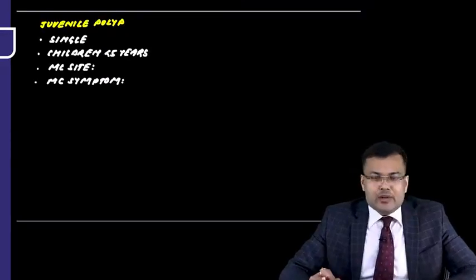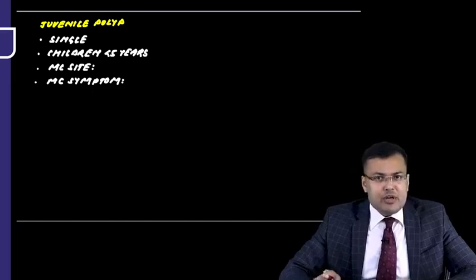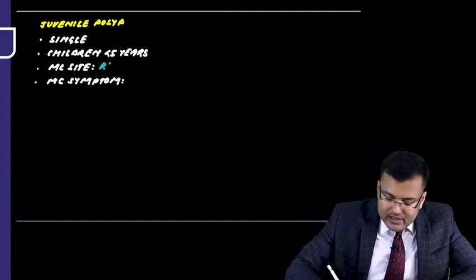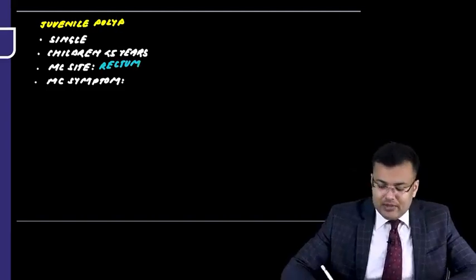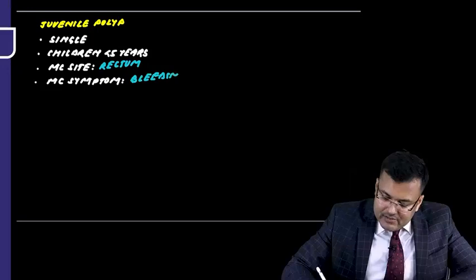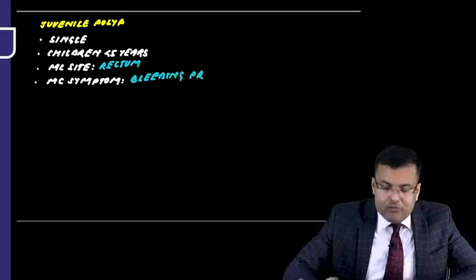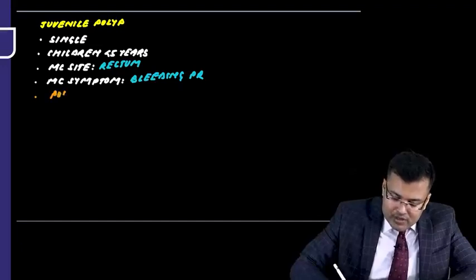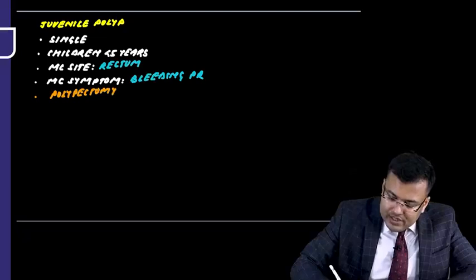We discussed that juvenile polyp is a type of hamartomatous polyp. Usually it is single, seen in children less than 5 years of age. The most common site is the rectum, a single polyp in the rectum. The presentation: the patient presents with bleeding per rectum. And how are we going to treat it? The treatment is polypectomy. So in juvenile polyp, we go for polypectomy.